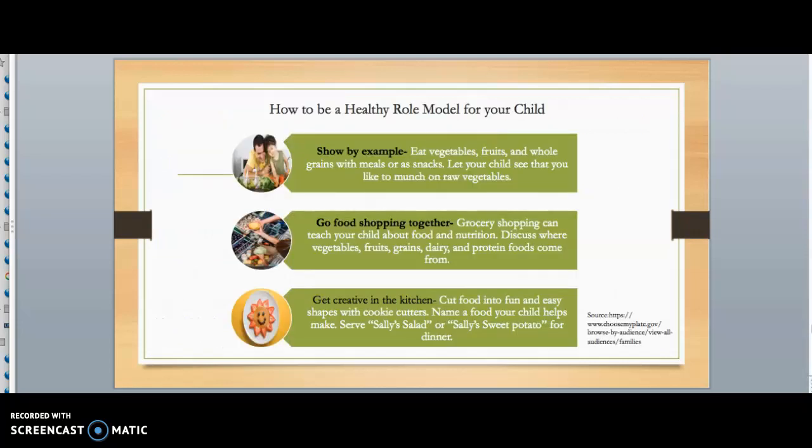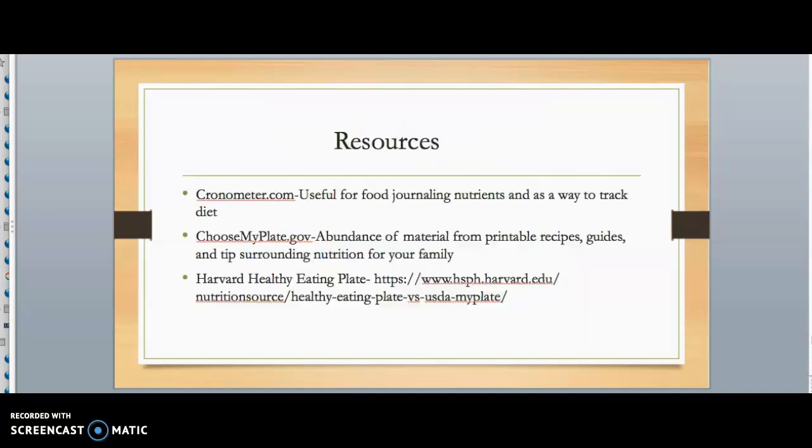So here's some examples too of how to be that healthy role model for your child. As we mentioned, show by example. If you're eating healthy, they're more inclined to eat healthy. Put more of those raw fruits and vegetables on your plate. Go grocery shopping together. By doing so, you're going to discuss all the different food groups and show them how that can be fun and why they should be healthy. Get creative in that kitchen. Maybe name a food after your child that helps them want to make that food, like Sally's salad or Sally's sweet potato.